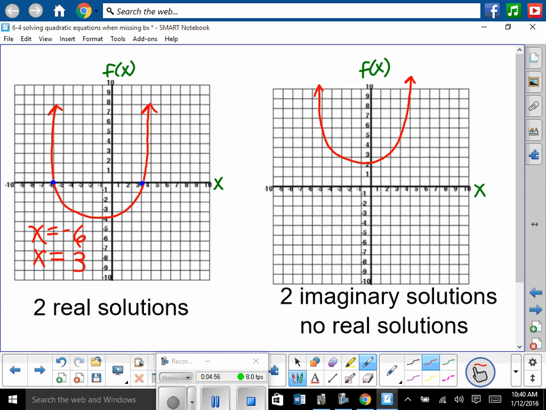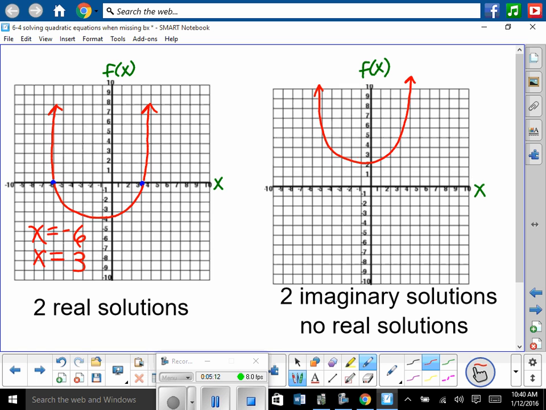Okay, well, Gary makes a good point. What if it doesn't cross the x-axis? So this is a good point. Guys, if something like this happens, because we can take a parabola and shift it up, can't we? Yeah. Can we take a parabola and shift it down? Yeah. So notice it's never crossing the x-axis.